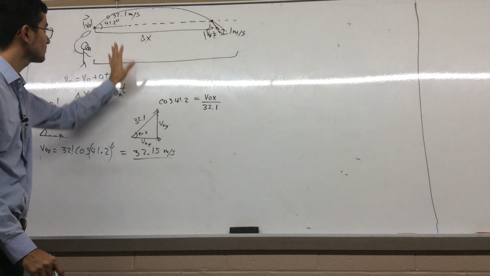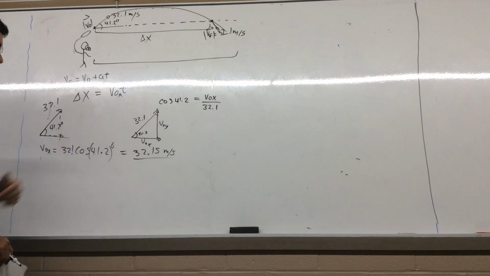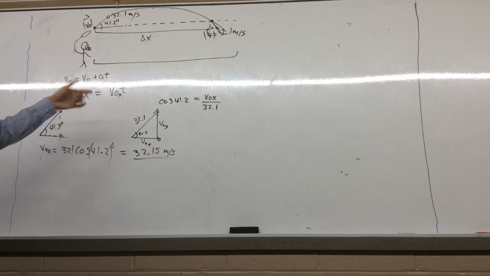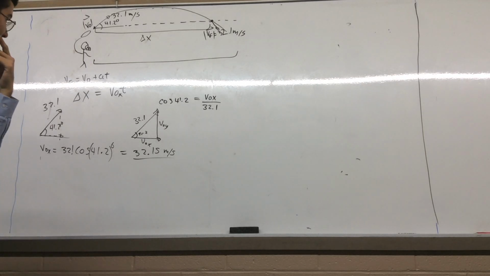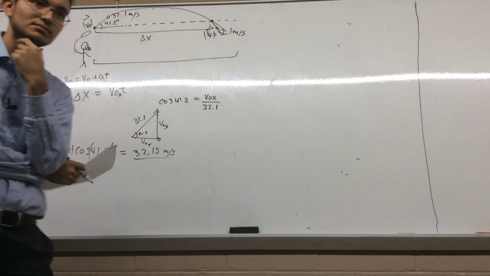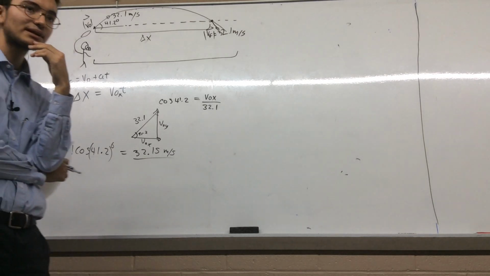And okay, we know that delta x is equal to v0 t, but we don't know the time. We could find the time, but we don't know delta x either. So what can we possibly do? Maybe the third kinematics equation? No, that's not going to help us, right? Because isn't that just v final squared equals v0 squared plus 2a delta x? So we have to use something else here.